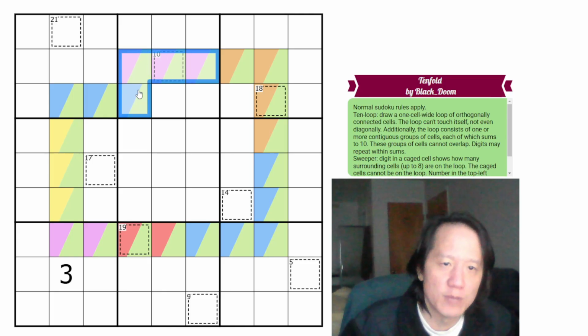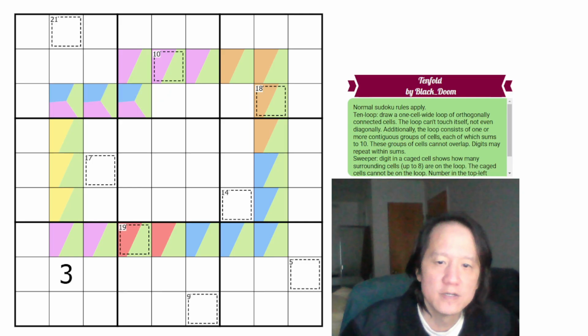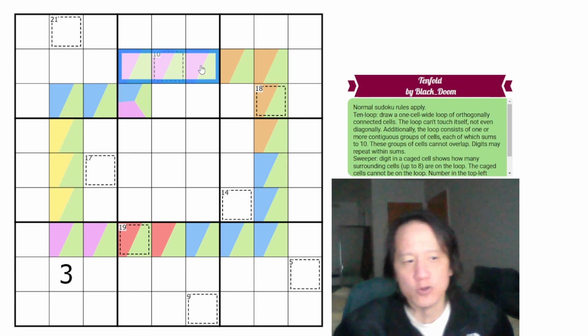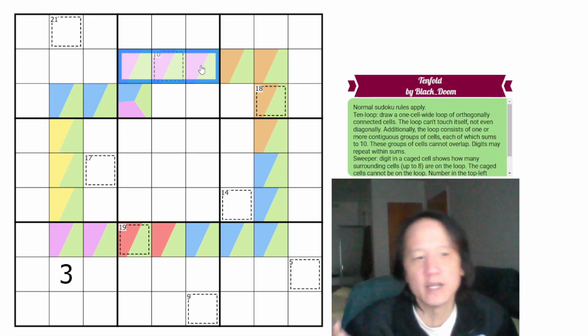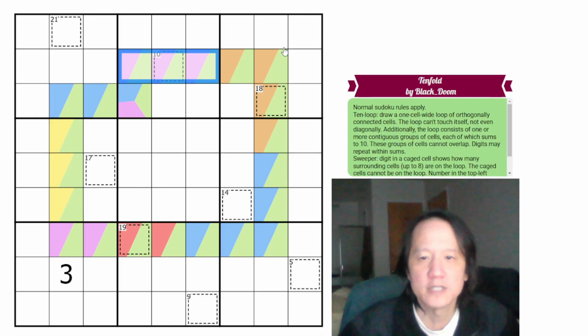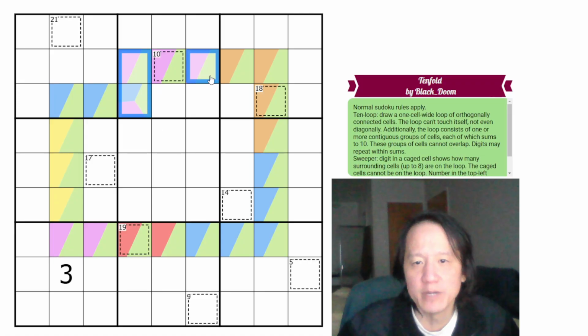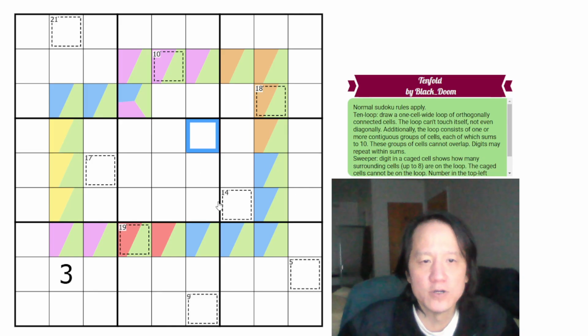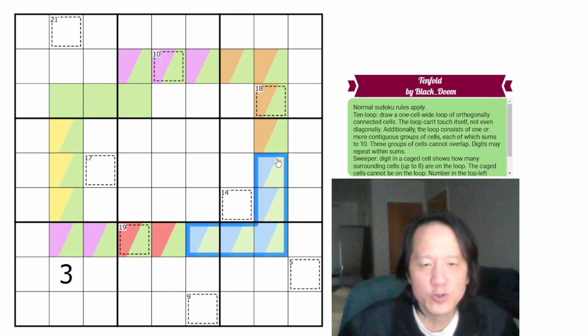You cannot have overlap. So this could not be part of this blue set of 3 and part of this pink set too. That would not work. Again, each cell on the loop must be part of a set that adds up to 10, but it cannot be part of multiple sets that add up to 10. And you can have repeats within the actual sums. You could have multiple digits that are the same in this set, as long as it follows normal Sudoku rules.